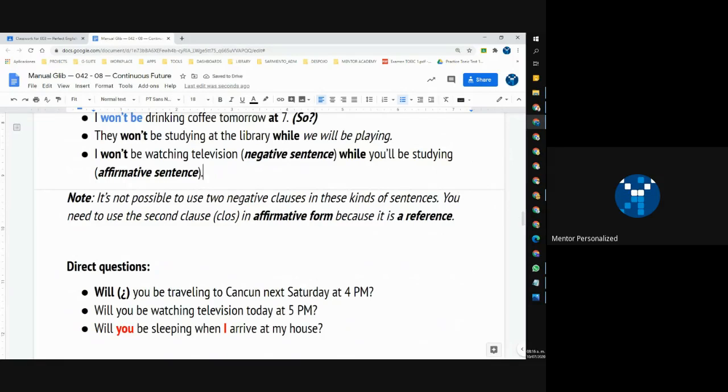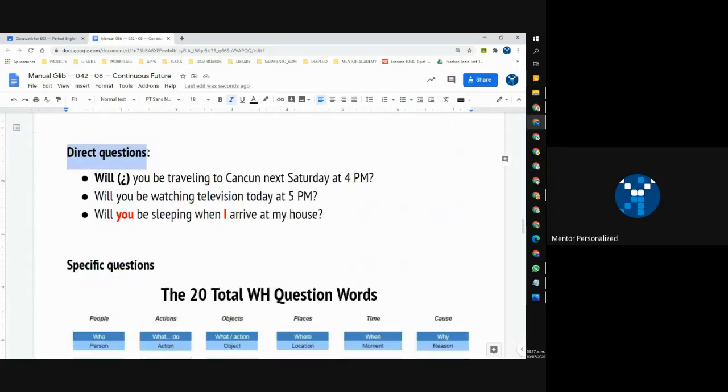Note, it is not possible to use two negative clauses in these kinds of sentences. The first clause, or the main clause, is negative, but the second clause is always affirmative because it's a reference. You cannot say, I won't be watching television while you won't be. No, because you don't have reference there. Okay. Well, we will continue now with direct questions.